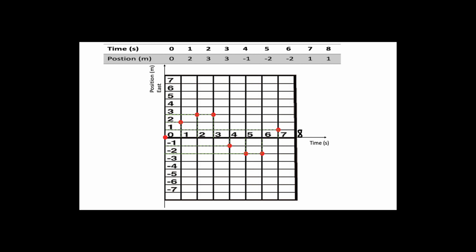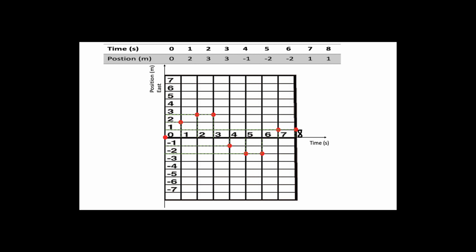At 8 seconds, the position is 1 meter. So at 8 seconds, we go up to 1. We draw this line to 1, and this is the point. Now we're done plotting the points.